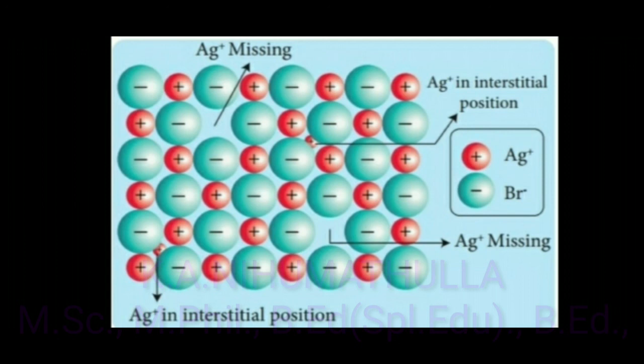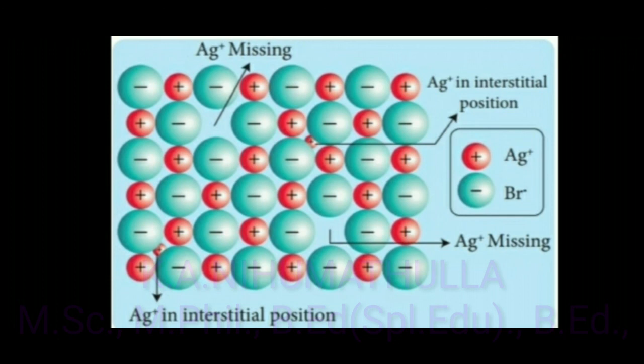Unlike Schottky defect, this defect does not affect the density of the crystal. This defect does not affect the density because there is no missing of ions in Frenkel defect, only dislocation of ions takes place.